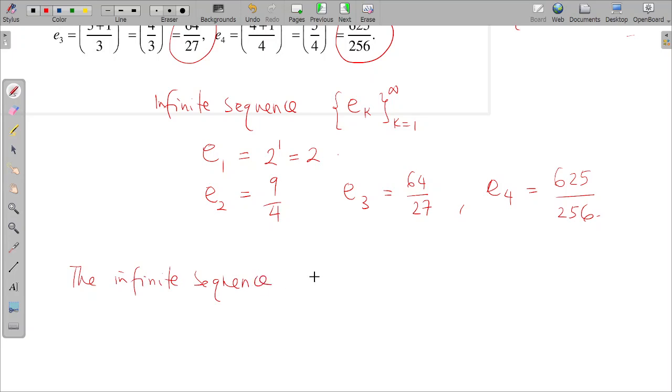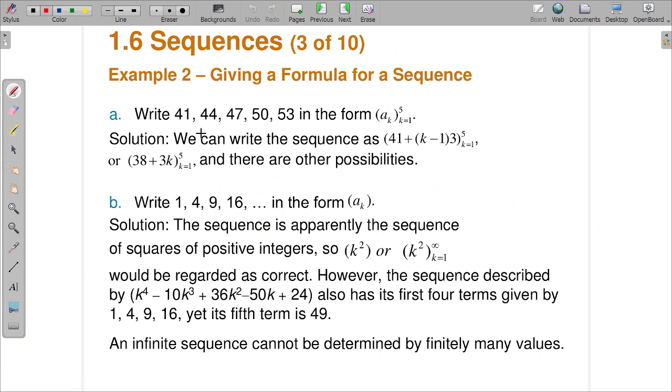The infinite sequence, we have 2, 9 over 4, 64 over 27, over 256. Then we put our 3 dots to show it continues. Okay, please ensure you understand. Again, we want to write this out as a compact sequence formula, in this form, to define our a_k.